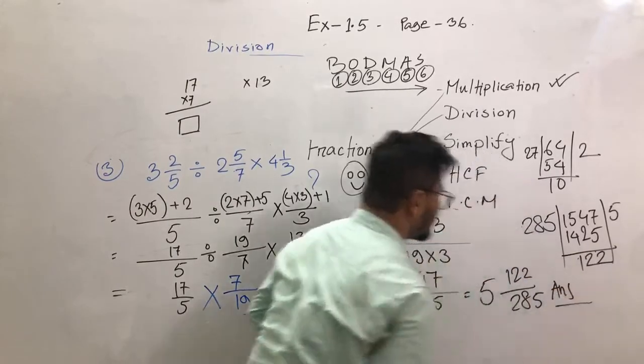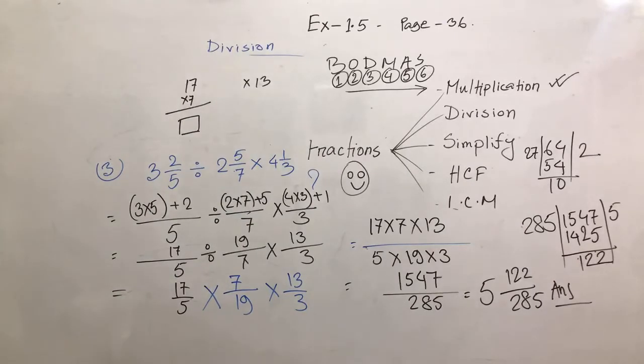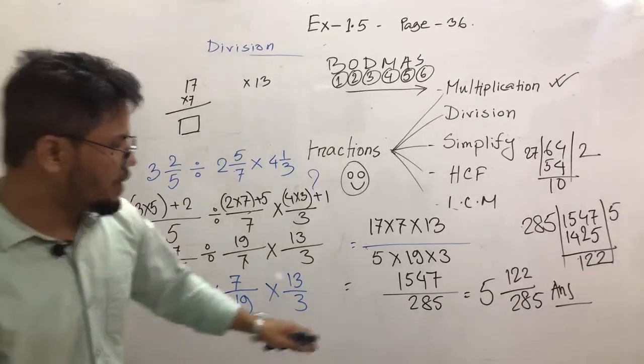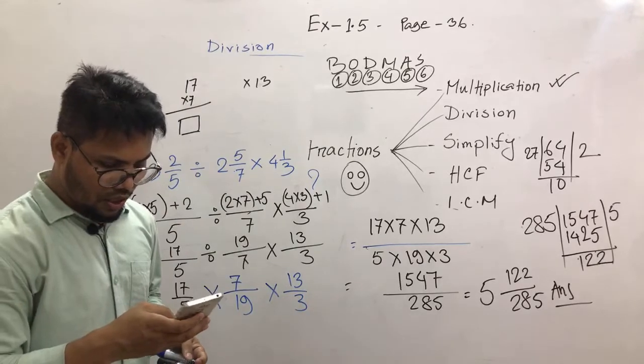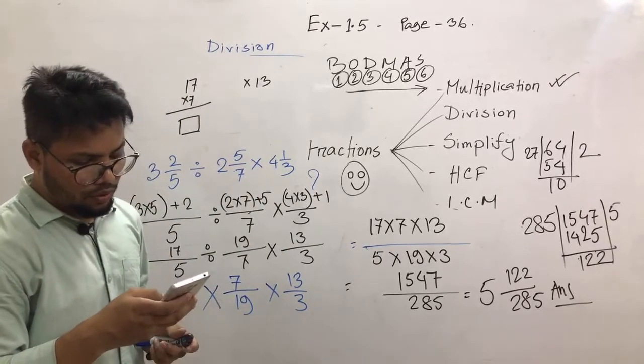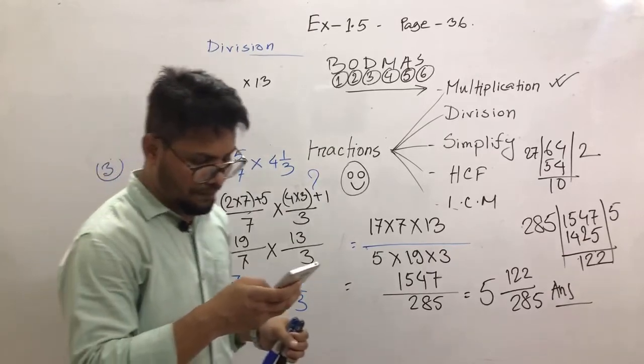So my dear students, please review your answer with me. 5 times of 285, 1425 minus 1547, 122. So 122 divided by 285. There is no divide. My dear students, please write down this one. Yes, 5 whole 122 divided by 285.